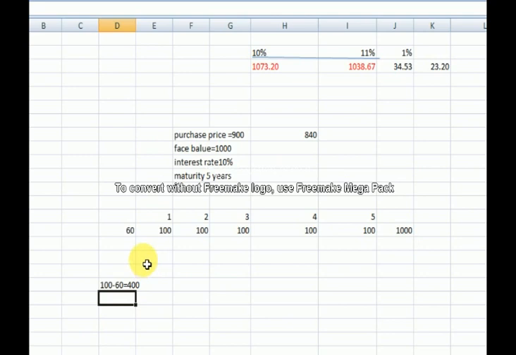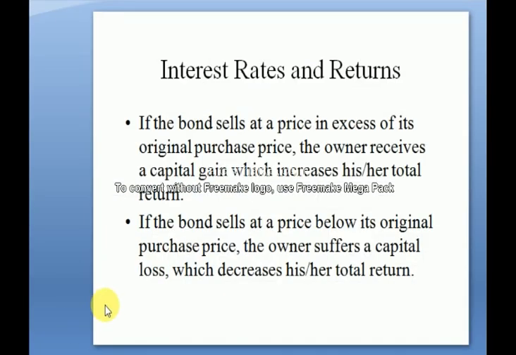In the first case, our return was 150 because $50 was our capital gain and $100 was our interest. But in the second case, our return is what? Our return is $40. Why? $100 we received as interest, but $60 we are in loss. So $40 was our return. Hope you will understand this point.